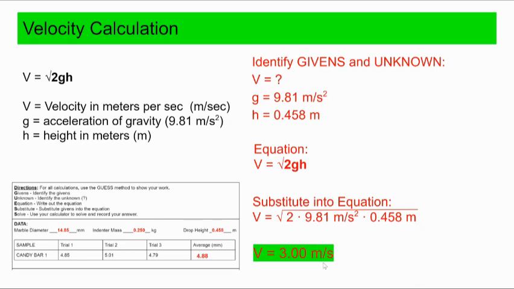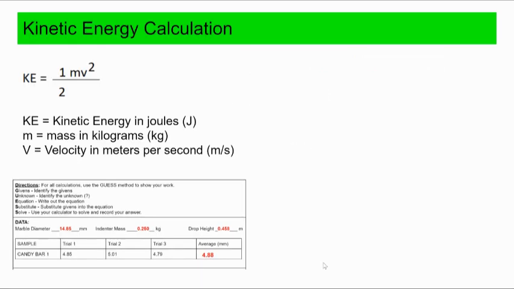All right, we're halfway there. Our next calculation is to find the kinetic energy. The kinetic energy is the energy that the sphere had as it hits our material surface. So to do that, we're going to take 1/2 times the mass times the velocity squared.